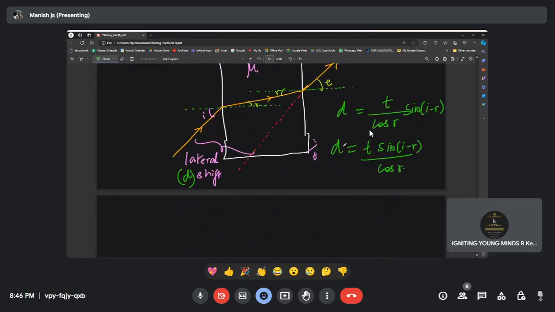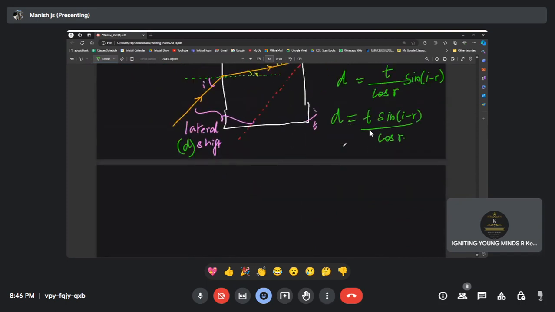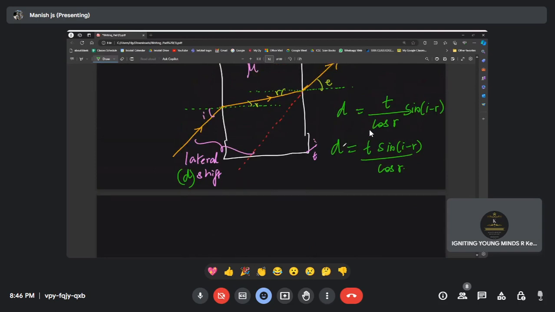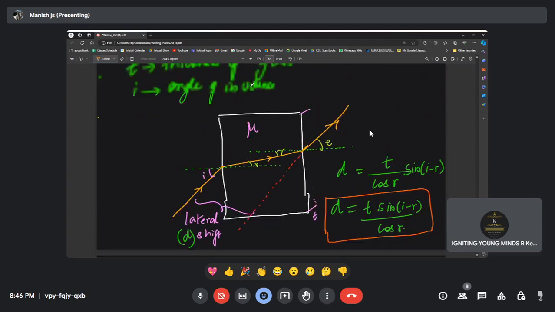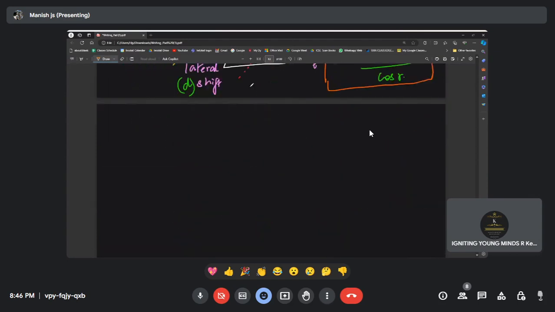So these are the parameters to evaluate the lateral shift, which is given by D is equal to T sine (I minus R) upon cos R. Again, this formula is also important for us as far as numericals are concerned. We have questions based on this as well. So this is all about lateral shift.